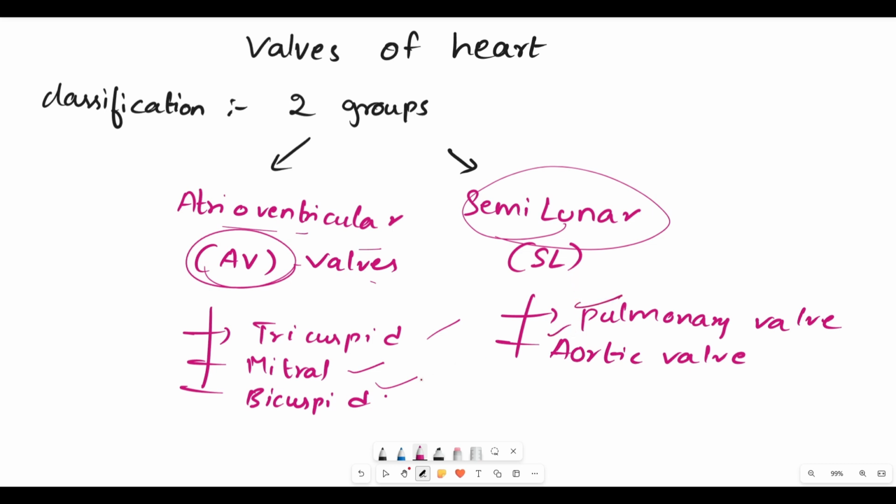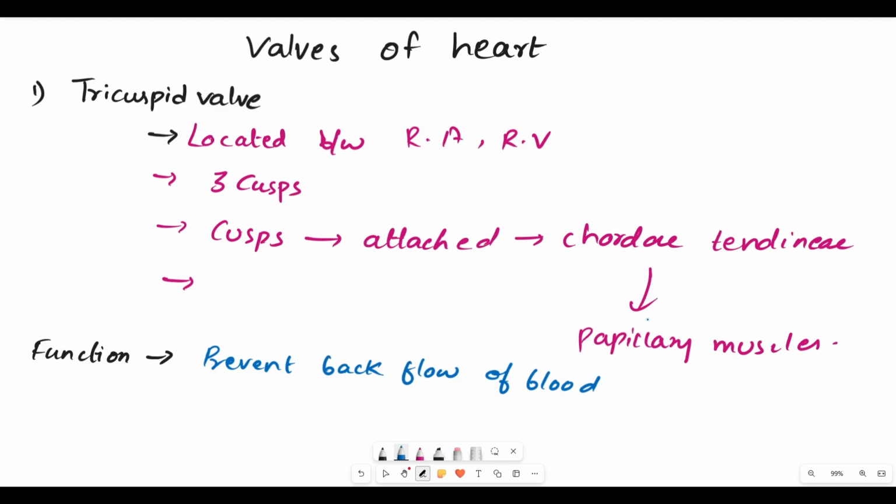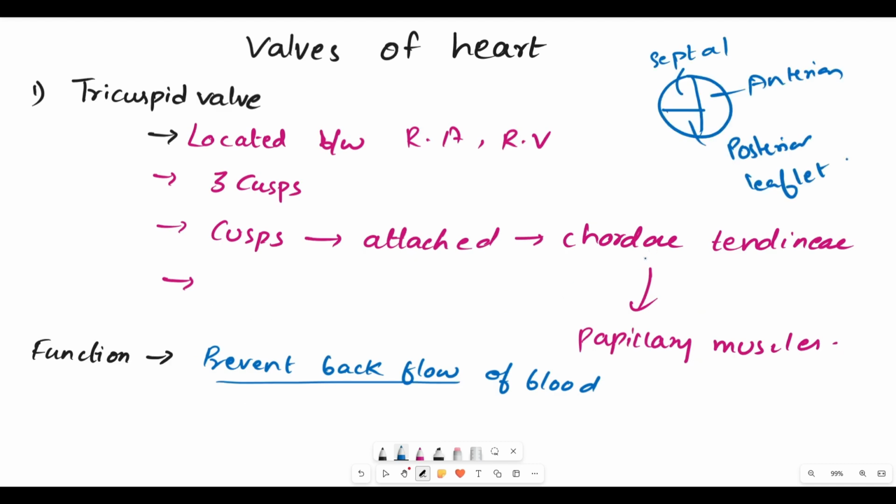Coming back to the tricuspid valve, it is located between the right atrium and right ventricle. It has three cusps: the septal, anterior and posterior leaflets. These cusps are attached to the chordae tendineae, which are further attached to the papillary muscles. Coming to its function, this prevents the backflow of blood from the right ventricle to the right atrium during ventricular contraction.